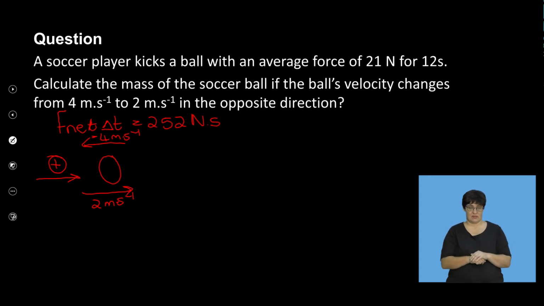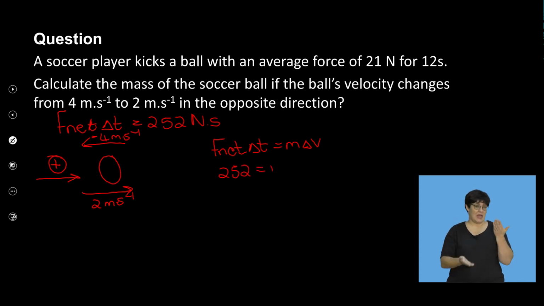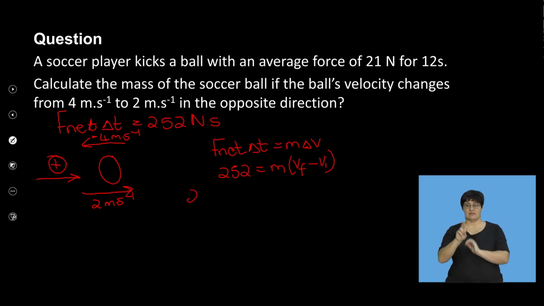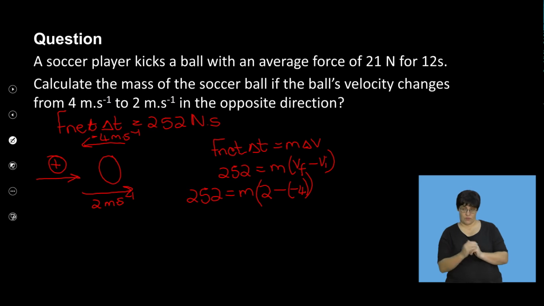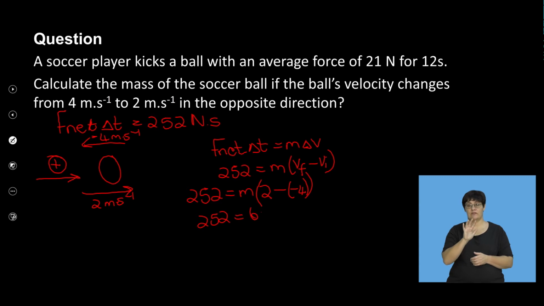They want mass. We're now going to use the fact that F net delta t equals m delta v. I know F net delta t, it's 252. I don't know the mass, and we're going to be going Vf minus Vi. So 252, here's my mass, and my velocity ended at 2, started at minus 4. That then tells me I'm going to go 252 equal to 6m.